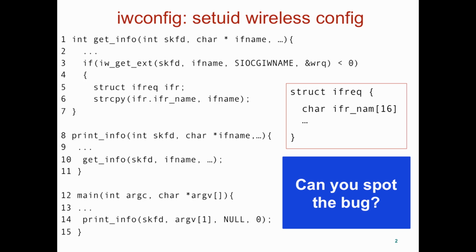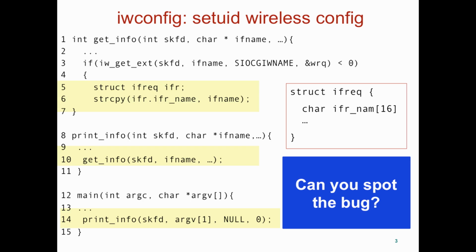Now, most people with any security training at all pretty rapidly figure out the problem. The program starts executing at main, and it passes user input called argv1 to a routine called printinfo, which is passed to getinfo, which is then passed to string copy. And what string copy does is it copies that user input, here called ifname, into a local data structure called ifr.ifrname. Now the problem is this data structure is only 16 bytes long, and user input can be as long as the user wants. This is a typical buffer overflow problem.